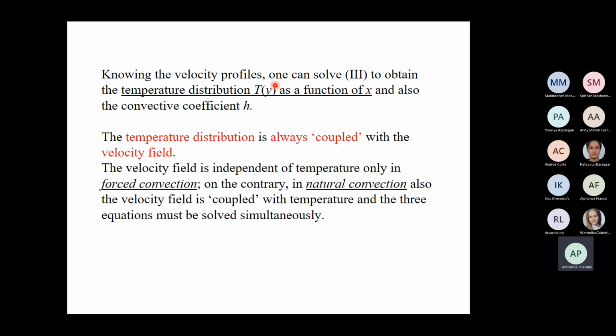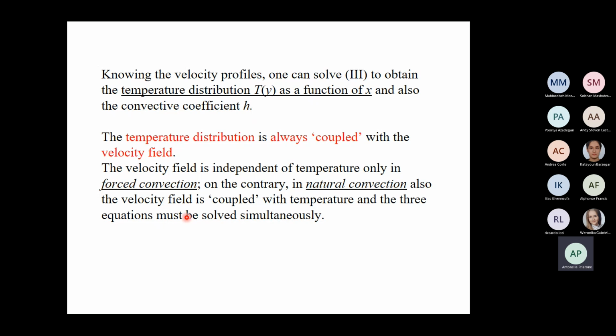Is what's written here. So solving equation 3, I can obtain the temperature distribution and so also information about the convection coefficient h, but the temperature distribution is always coupled with a velocity field, in the sense that I need the knowledge of the velocity field to be able to solve the temperature field.